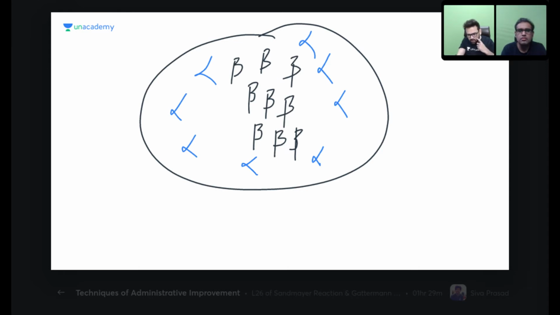And what about delta cells? Yes, Nitish, Shashadi Prasad, what about delta cells? What is the location of delta cells in the islet of Langerhans? Yes, they are all over. Very good. They are all over.